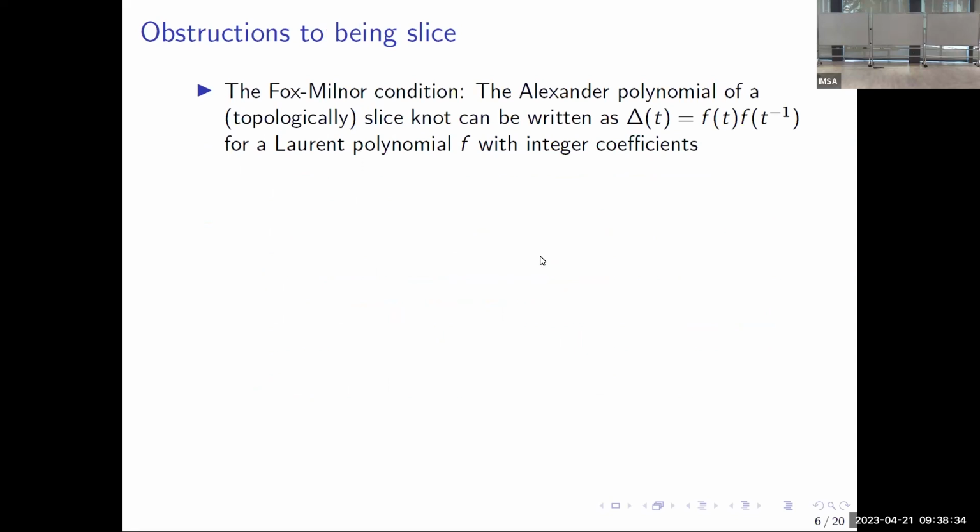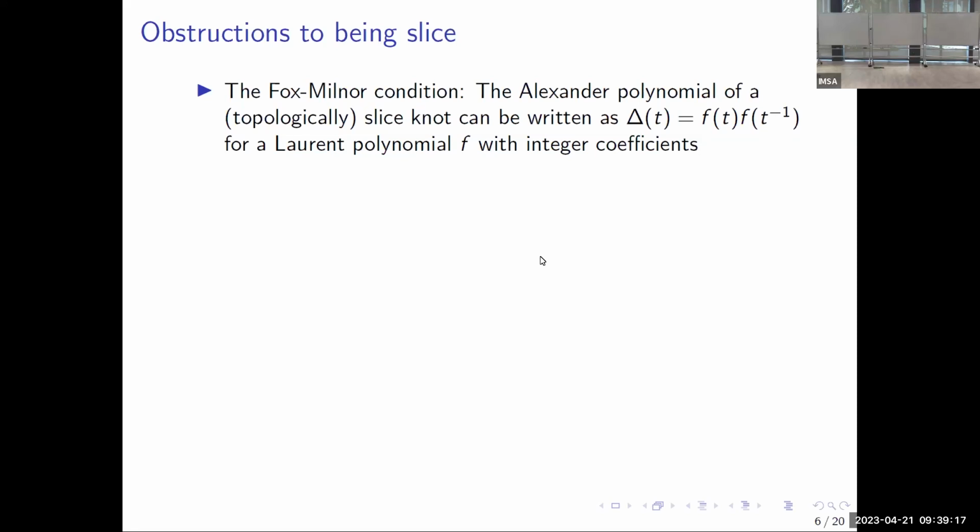Okay, and then there are some obstructions to being slice. If you're trying to figure out which knots are slice and which are not ribbon, we have the Fox-Milnor condition, which says that if you have a slice knot, then its Alexander polynomial can be factored as f(t) times f(1/t) for a Laurent polynomial f with integer coefficients. This condition actually holds even for topologically slice, which is a much weaker condition than smoothly slice, which is what I will mostly be talking about in my talk.